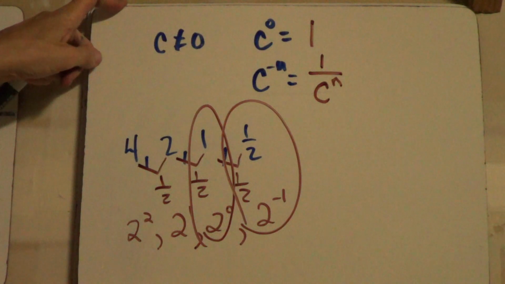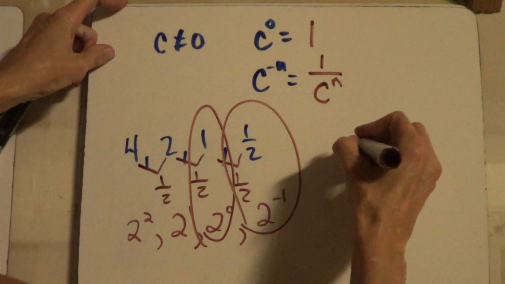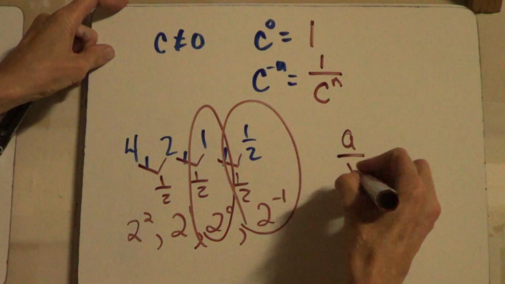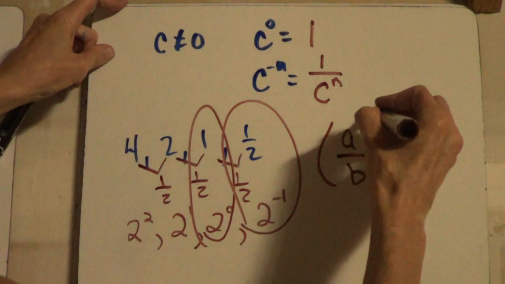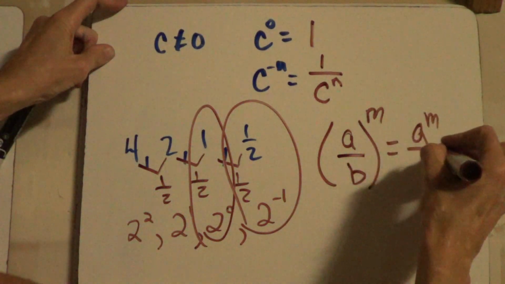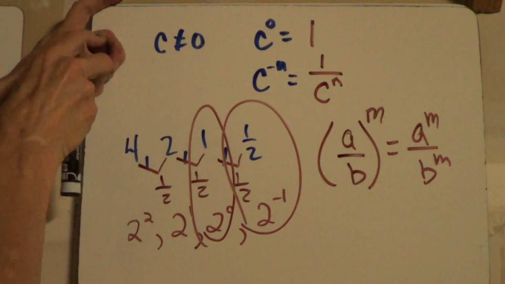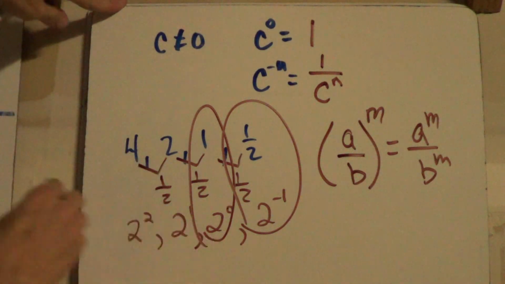Okay, so one other thing that might help you is to remember that a over b raised to the m is the same thing as a to the m over b to the m. That's the quotient property of exponents. Okay.